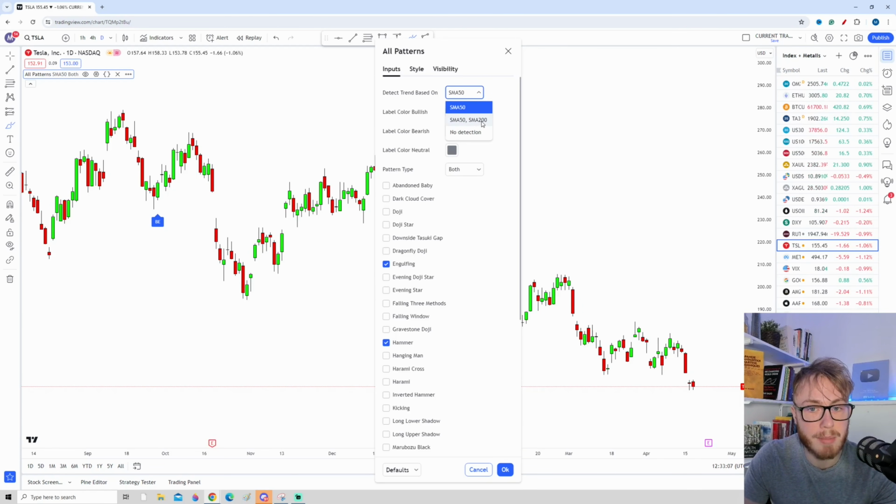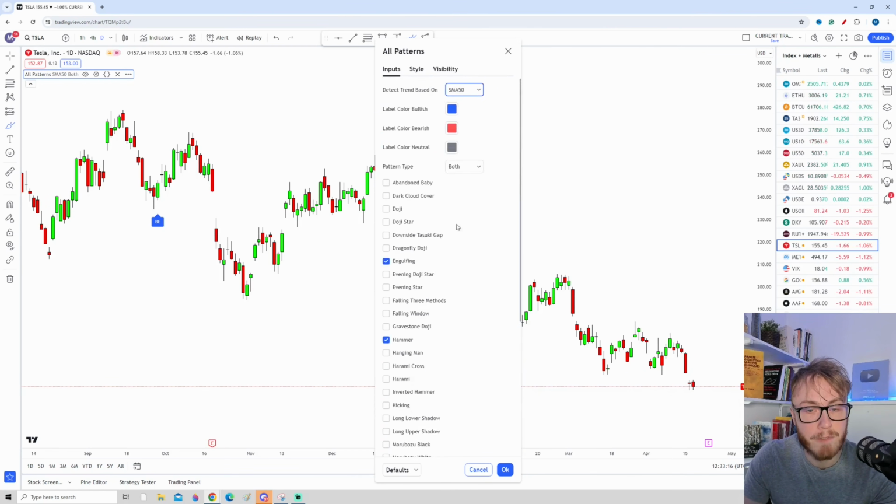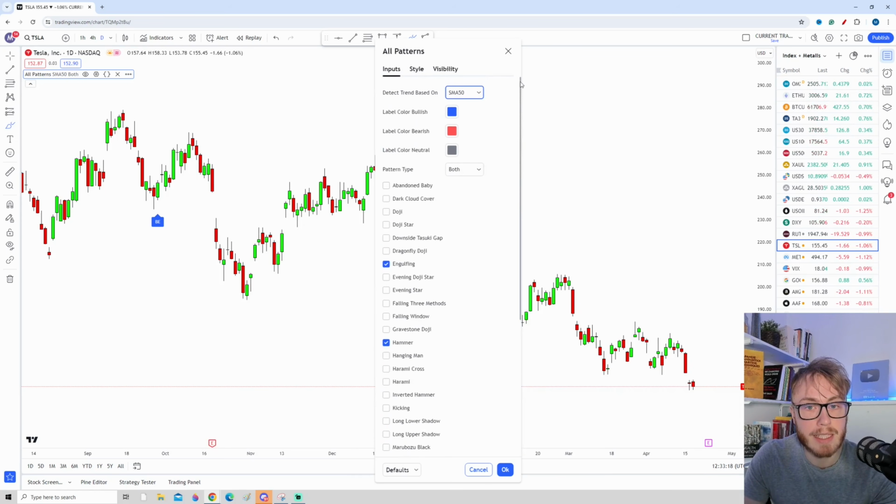You also have a SMA 50 combined with SMA 200, but this one tends to filter out a bit too many in my opinion. So I'm gonna keep it at 50 right here, but you can definitely mess around and see how SMA 50, SMA 200 works for you. You can also here on pattern type decide if you only want to show, for example, bullish patterns or only want to show bearish patterns, but I recommend to keep this one at both.